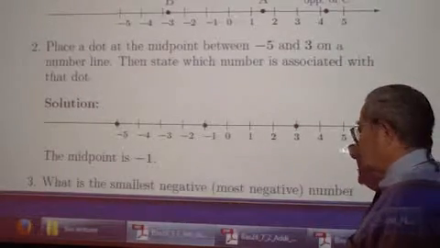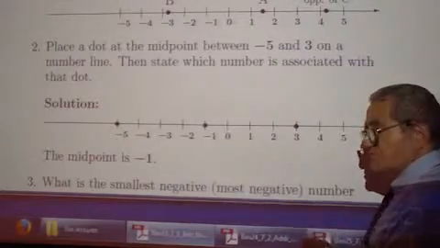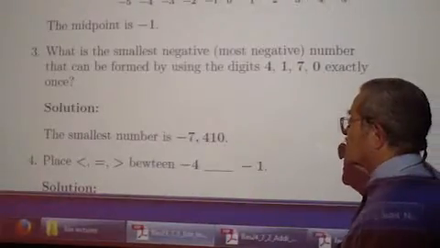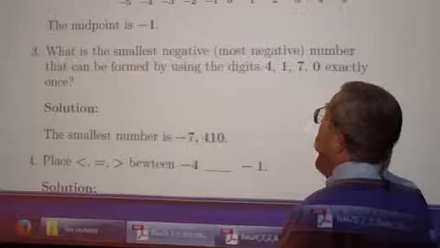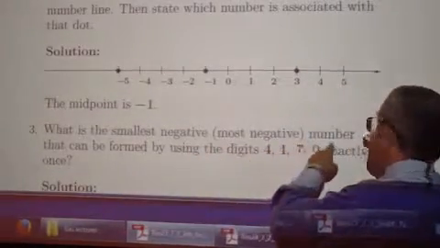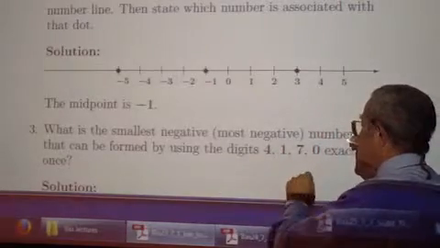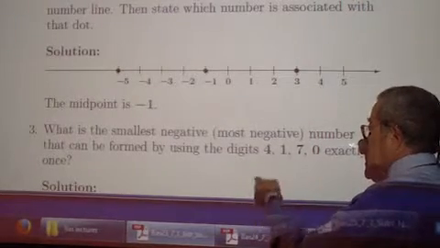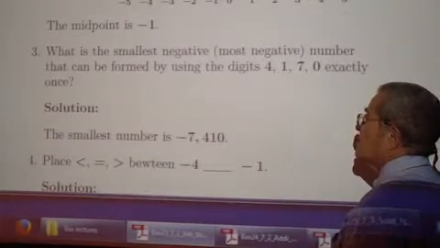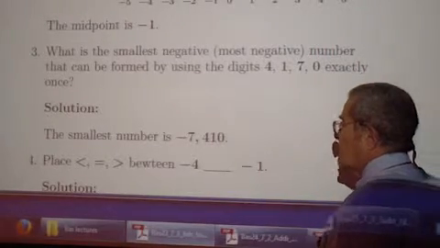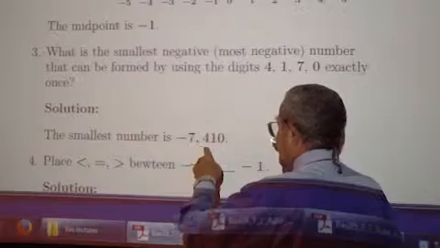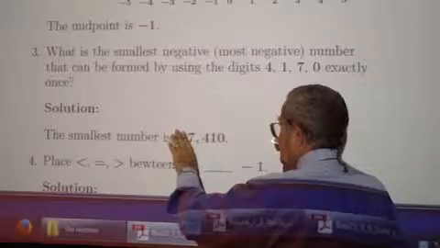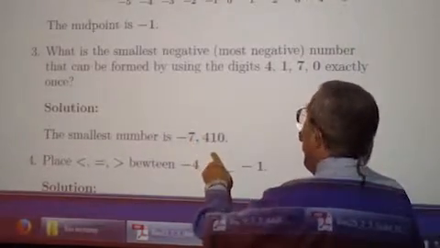What is the smallest negative number, which means the most negative? Smallest means as far as possible to the left of the number line. What is the smallest negative number that can be formed by using these 4 digits, 4, 1, 7, 0? And we want a negative number, so there's a negative sign in front of the number. And the smallest number, the most negative number, is negative 7,410. On the other side, the largest positive number is 7,410. So we use 741 and a 0.